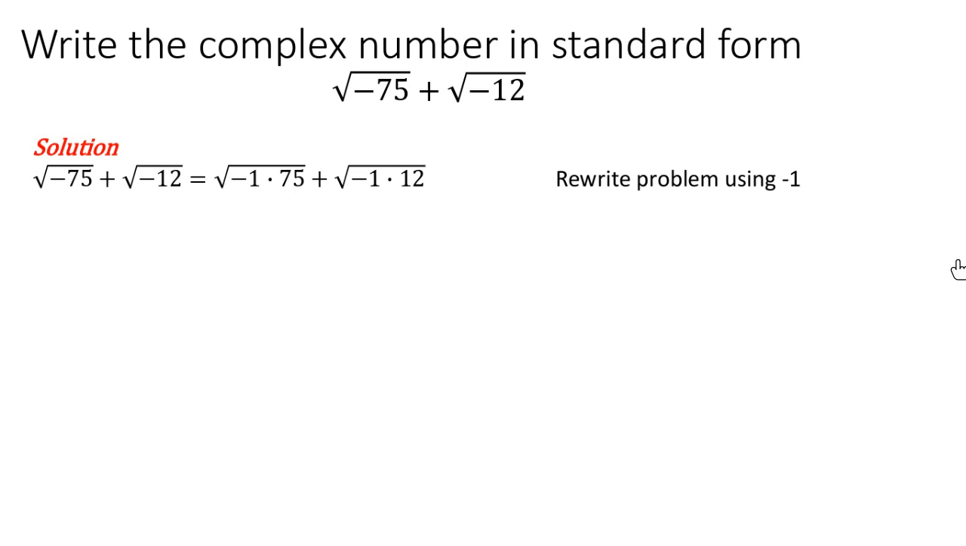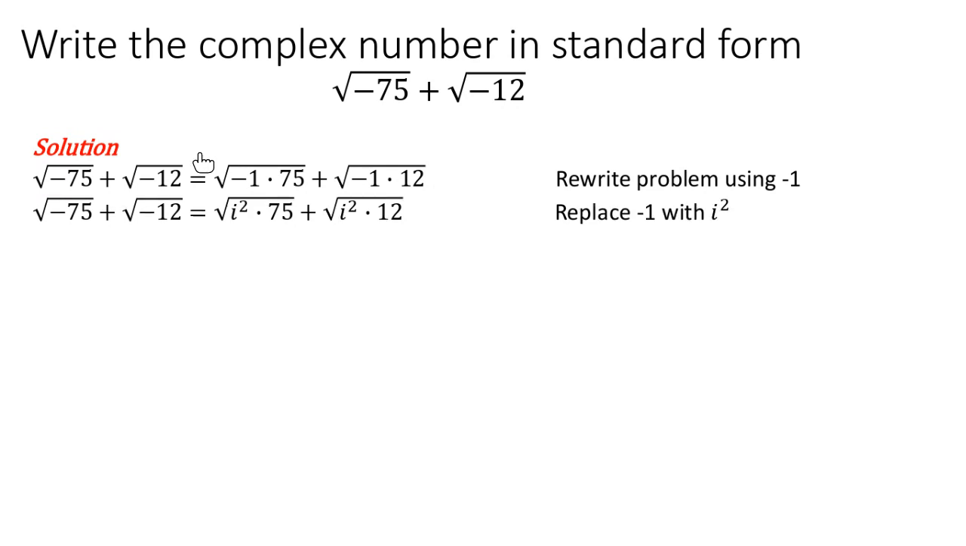All right. So here we have negative square root of negative 75 plus square root of negative 12. So remember earlier I said, let's get rid of these negatives in the square roots. And we can do that by rewriting it as negative 1 times 75 and negative 1 times 12. Once I have these negatives in the square root, I can replace them with i squared. So I'm going to have i squared times 75 and i squared times 12. The i squared is going to come out as an i. So I get i square root of 75 plus i square root of 12.